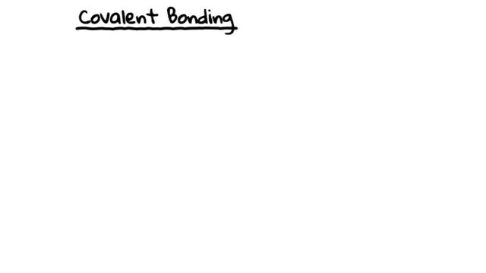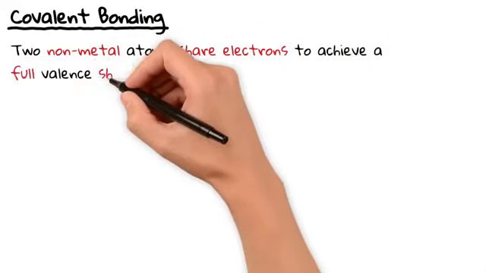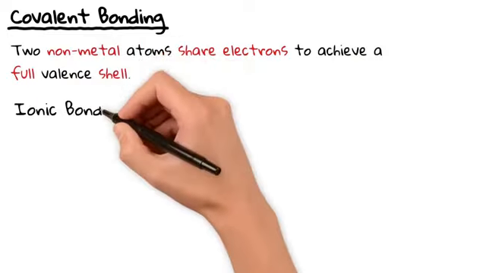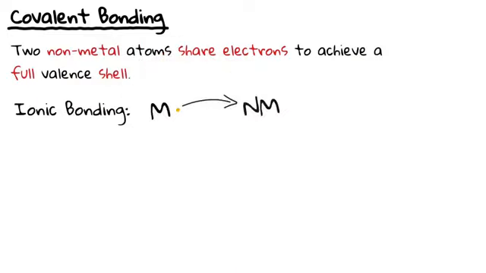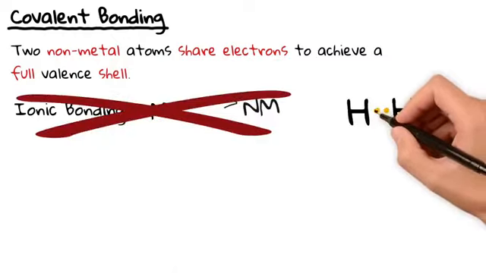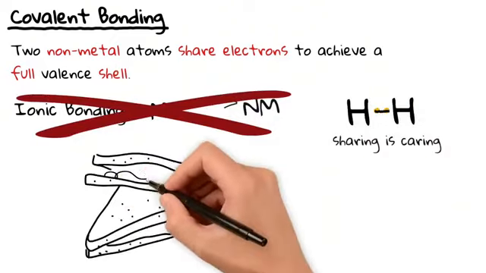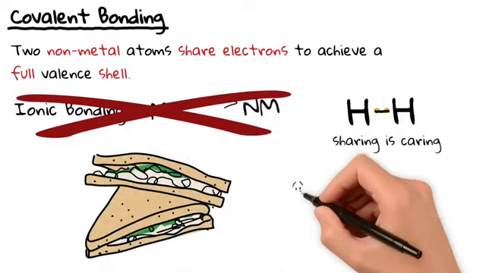What exactly is covalent bonding? Well, it happens when 2 non-metal atoms share electrons to achieve a full outer shell. Unlike ionic bonding, where electrons are transferred, nonmetals don't like giving away electrons. Instead, they share. Imagine you and a friend each have half a sandwich, but you're both still hungry.